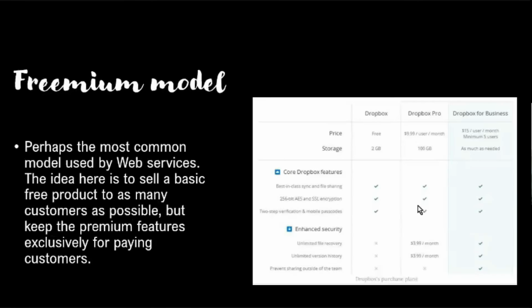So we also have what we call the freemium, not premium, freemium model. Perhaps the most common model used by web services. The idea here, class, is to sell a basic free product to as many customers as possible, but keep the premium features exclusively for paying customers. A large number of SaaS products use this model.